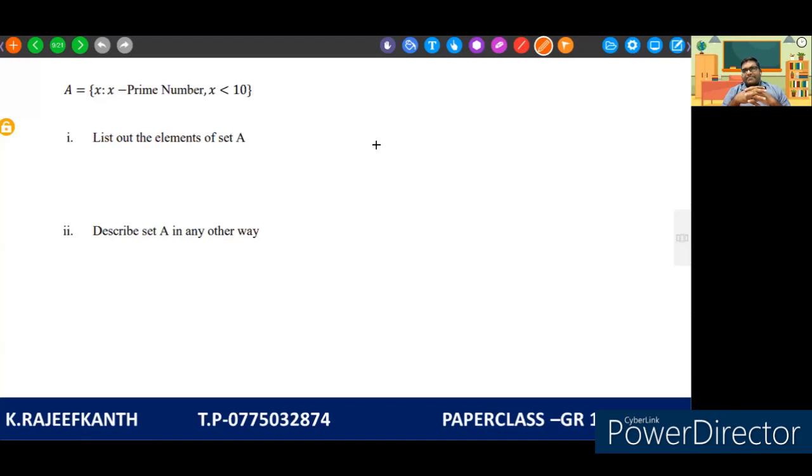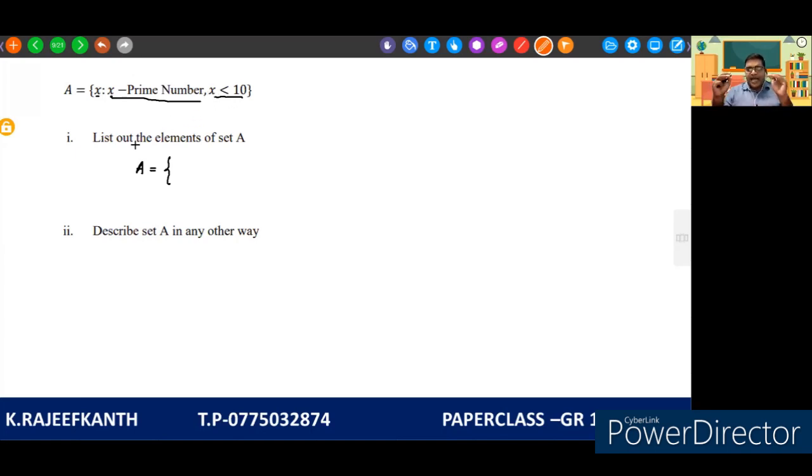Right? x is a prime number, x less than 10. So first we have to list out the elements of that set A. Then we have to describe that set A in any other way. Here we have to list out this set A. Here x is a prime number. A is equal to x, that x is an element. Here they are describing that x. Here x is a prime number, that is the type of number. And the second part, they are giving the range. Here x less than 10.